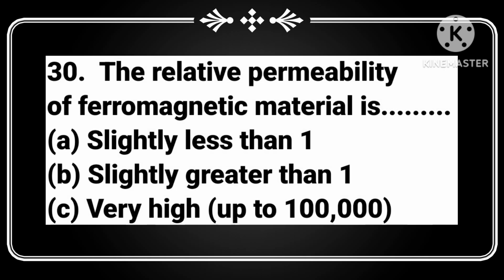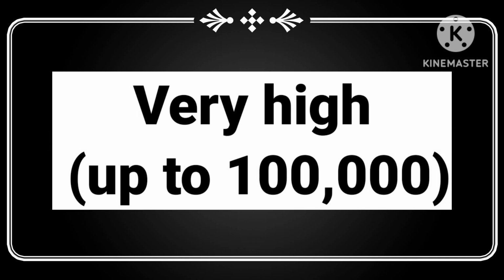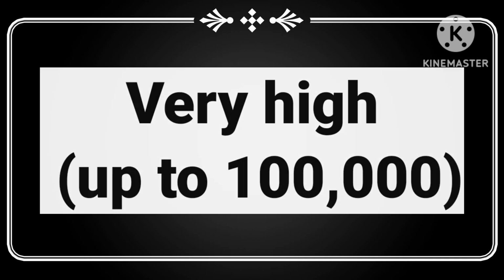The relative permeability of ferromagnetic material is dash. Options: slightly less than 1, slightly greater than 1, very high, up to 1 lakh. The correct answer is very high, up to 1 lakh.